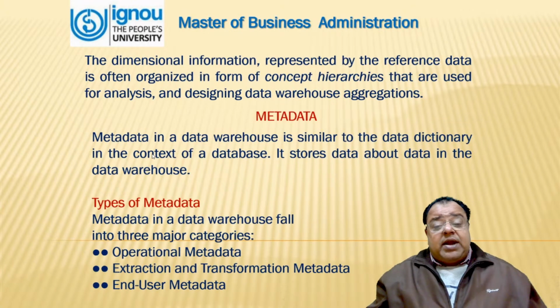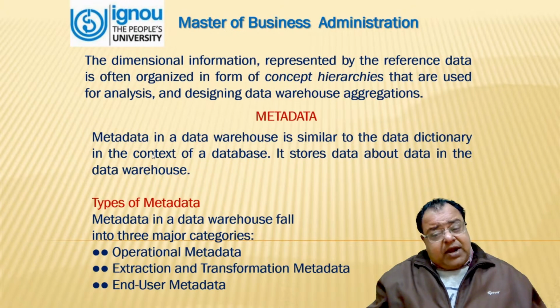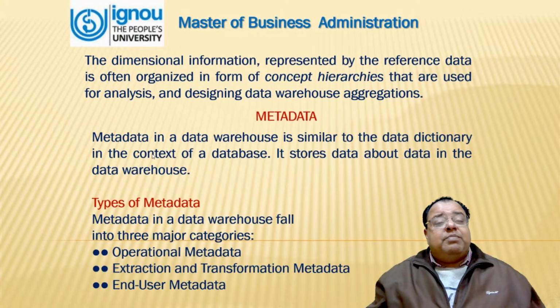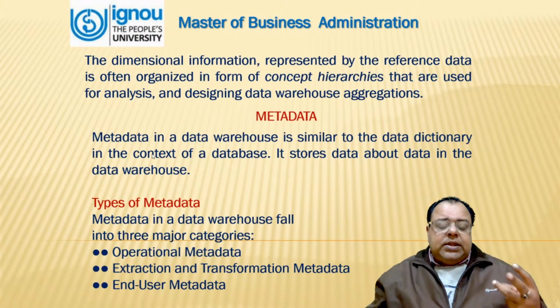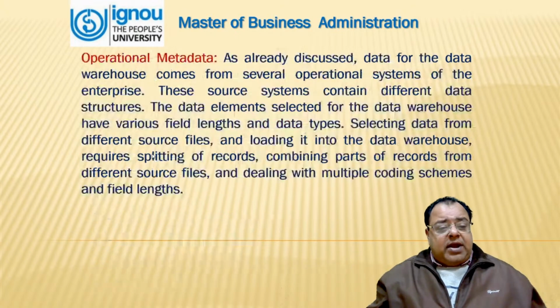What is metadata? Metadata in a data warehouse is similar to the data dictionary in the context of a database. It stores data about data in the data warehouse. What are the different types of metadata? Metadata in a data warehouse falls into three major categories. Number one, operational metadata. Number two, extraction and transformation metadata. And the third one is end user metadata.